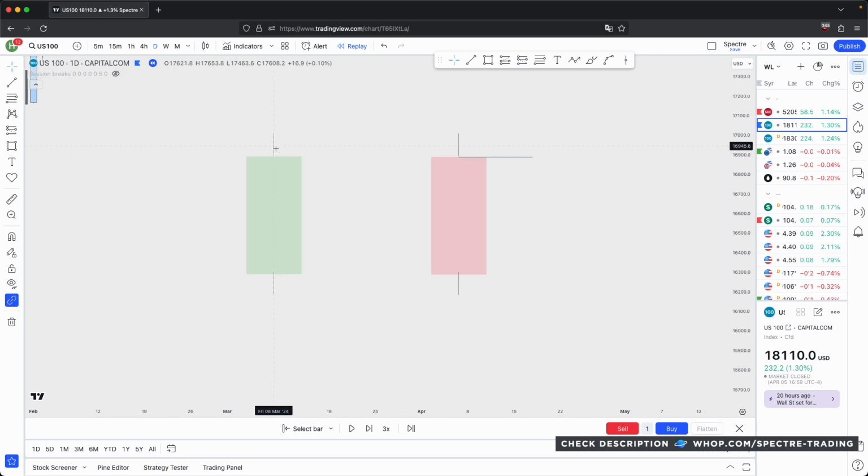And what helps with identifying where your manipulation is going to happen and where your expansion is going to happen is a solid understanding of where your higher time frame direction is heading for and what key higher time frame levels we are currently in.